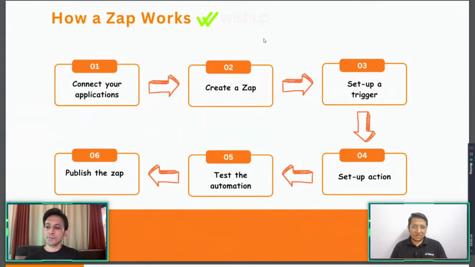The second step is creating a Zap and setting up a trigger. Once you're done with setting up a trigger, you set up an action. What exactly do you want to achieve by running this automation, right? So steps 1 to 4 are very crucial, but the most important step that we have here is step number 5, which is testing the automation.